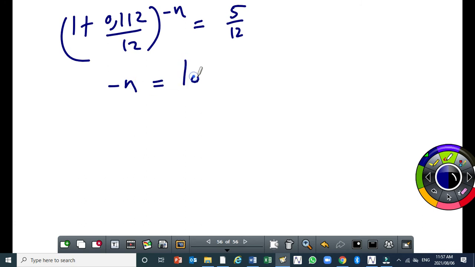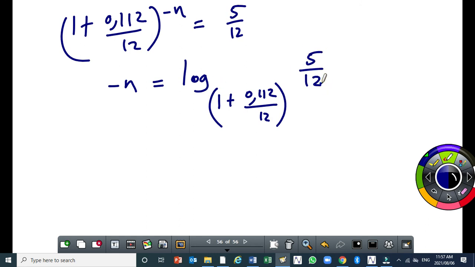Minus n will be equal to the logarithm. The base will be 1 plus 0.112 over 12, and the number that you are finding the logarithm of is the fraction 5 over 12. The answer that you get is going to be negative. So the answer is 94.24.